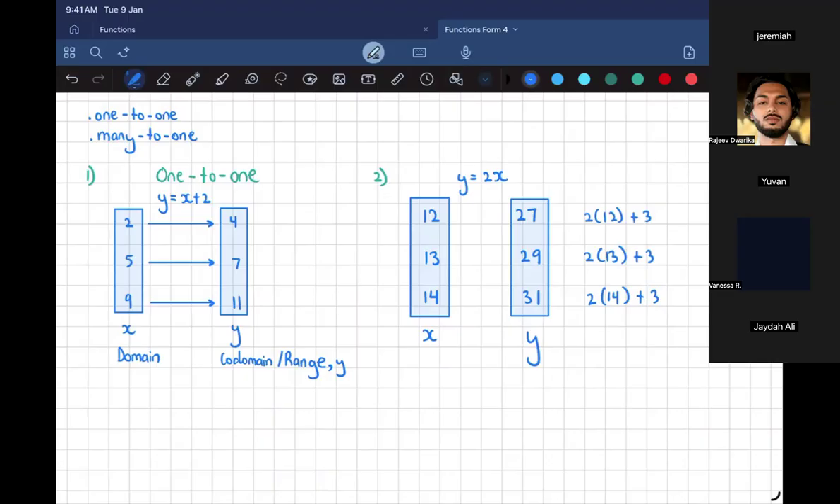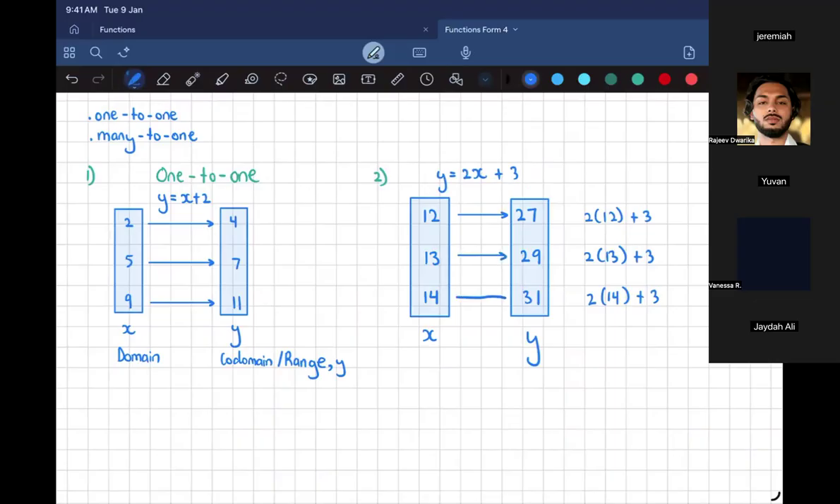So we multiplied all of the x elements by 2, so 2x, right? And then we added 3. So that's going to be the function. Easy, right? Correct.